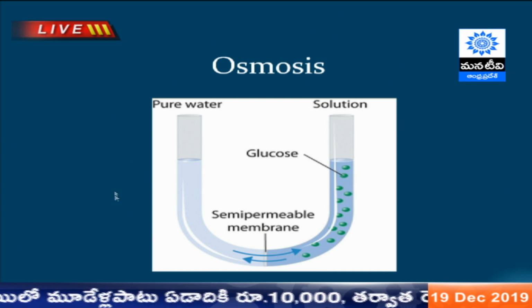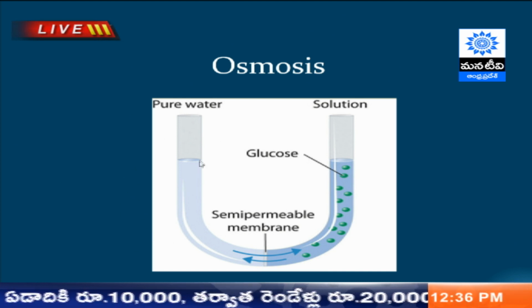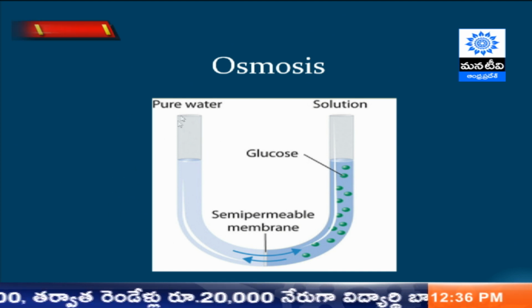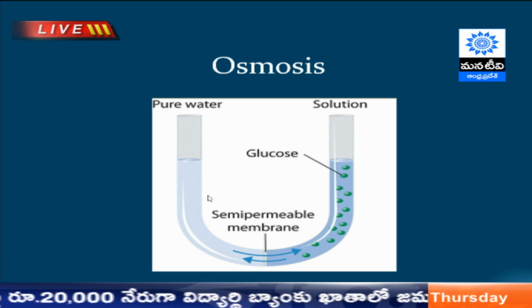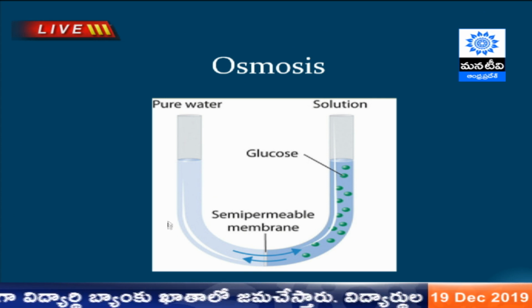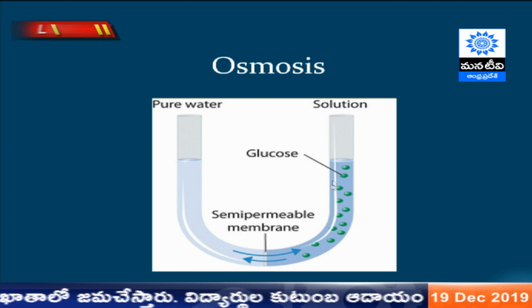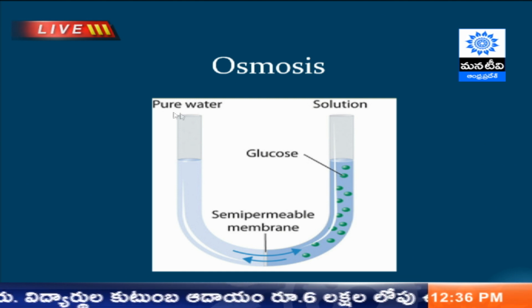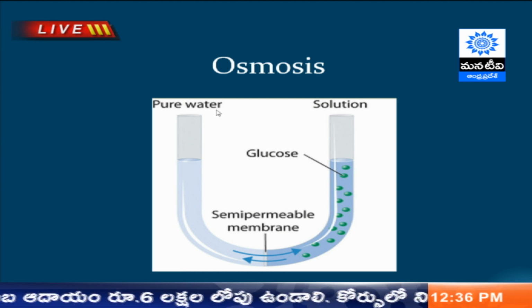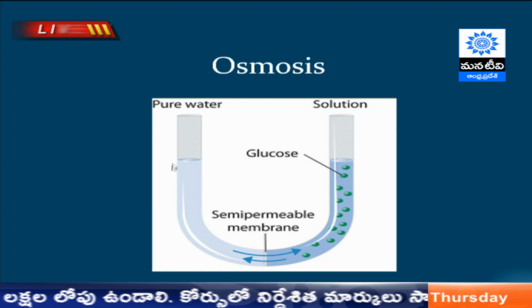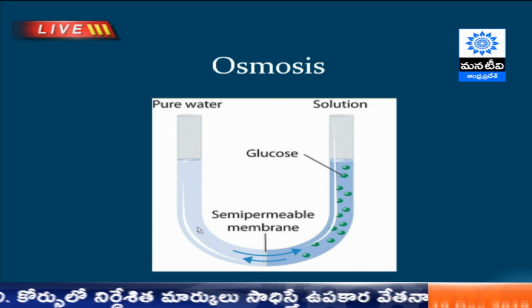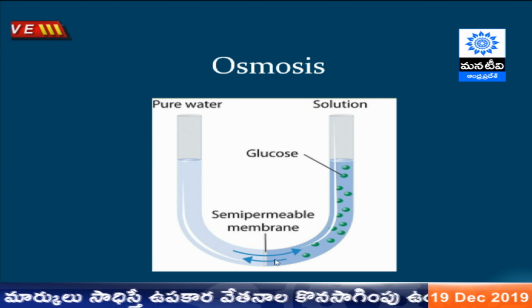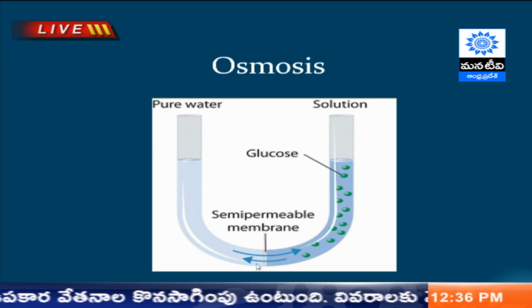Here you can see it more clearly. In the left hand side of the U tube there is pure water, and in the right hand side there is solution. Whenever I say pure water, you have to consider it as a solvent. Solvent is taken in the left arm of the U tube. Now, it is separated by a semi-permeable membrane.